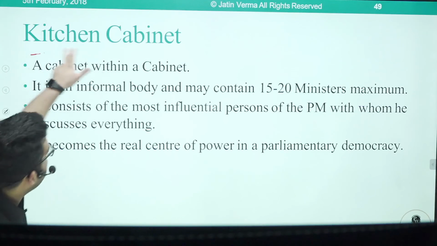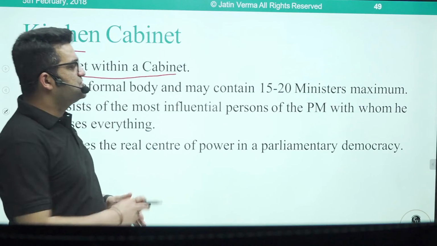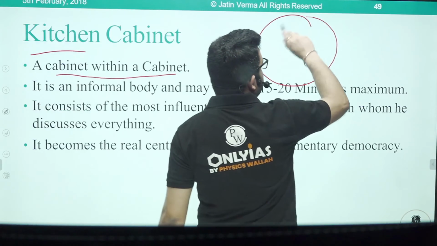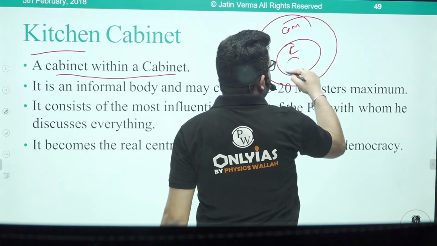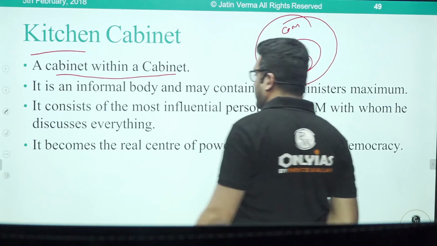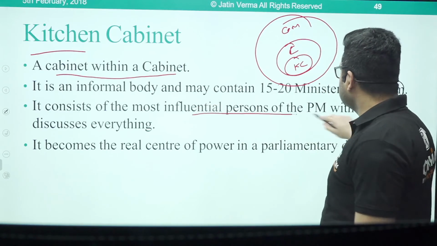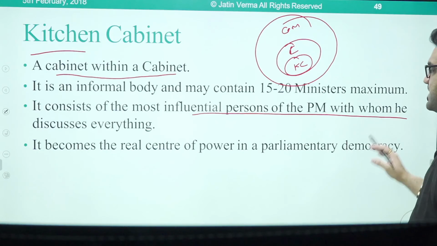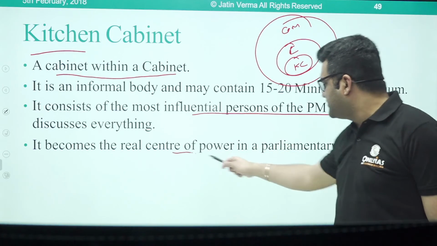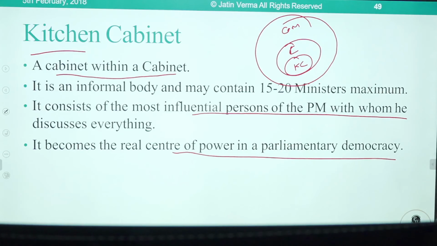Okay, kitchen cabinet, a cabinet within a cabinet. So this was the case with Indira Gandhi. Council of Ministers, then cabinet, then within that, the kitchen cabinet. It consists of the most influential persons, the most important confidantes of the PM. It becomes the real center of power in a parliamentary democracy.